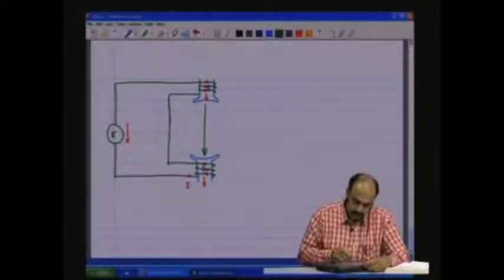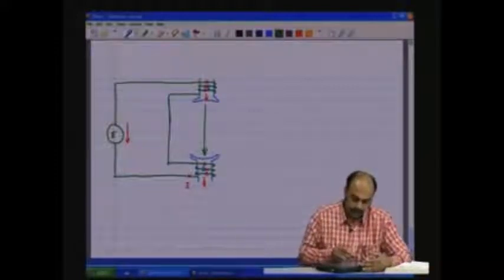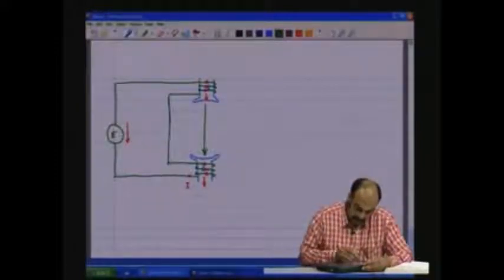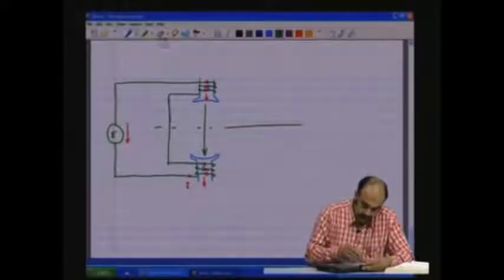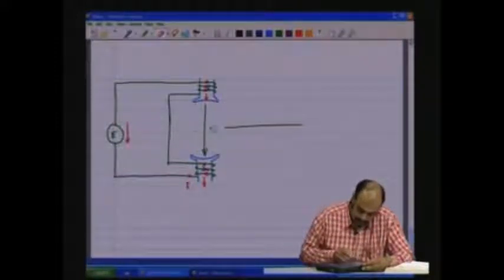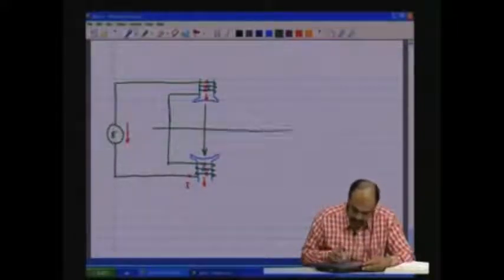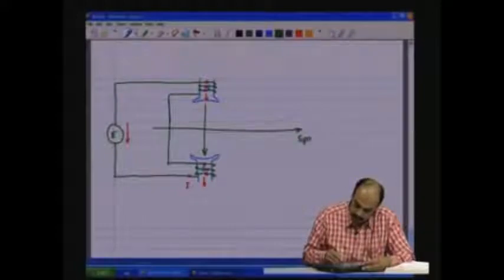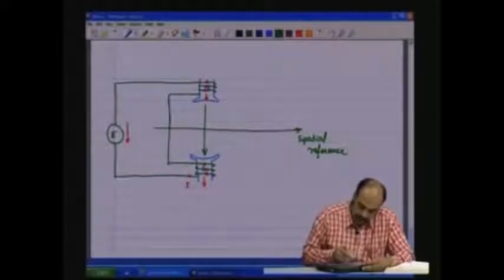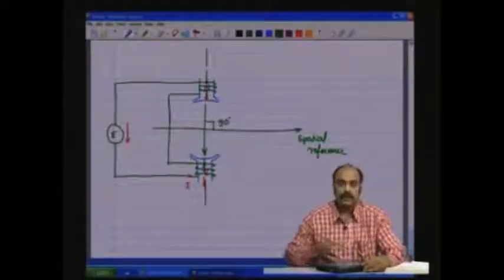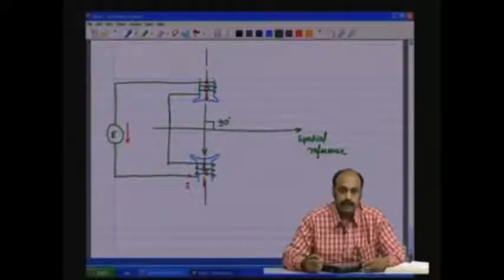Now, this pole is physically located in space, and let us say this is the plane, this is the reference axis, let us say this is the spatial reference. Then we say that this pole with an axis like that is located 90 degrees with respect to the reference.